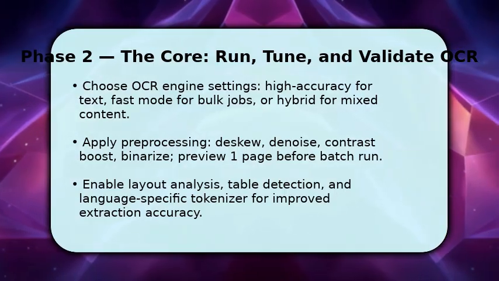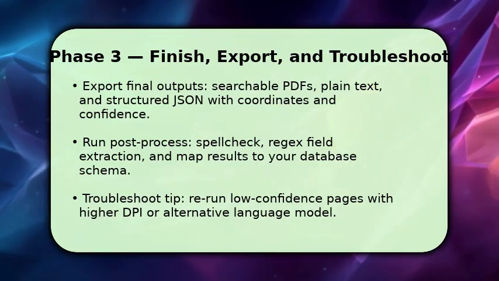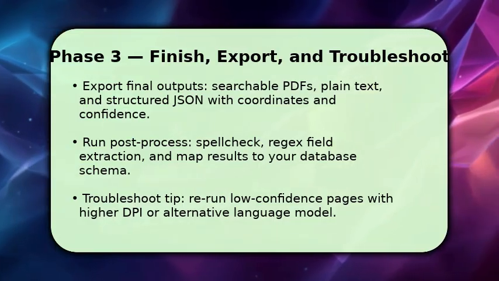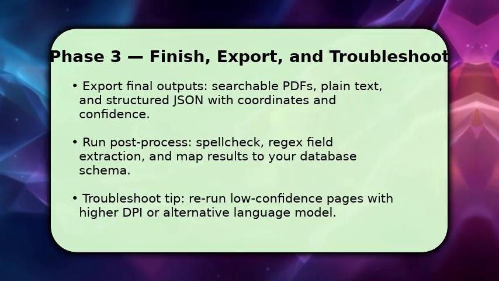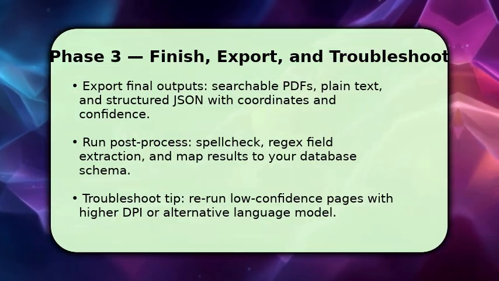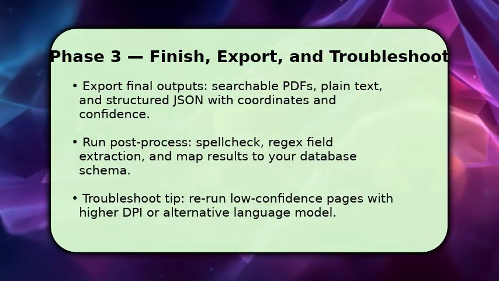You finish by exporting searchable PDFs and structured JSON. Include coordinates and confidence scores for downstream mapping. Then run post-processing, automated spell check, rejects extraction for fields, and normalize dates and currencies. Make sure to reconcile results with your database schema before import.